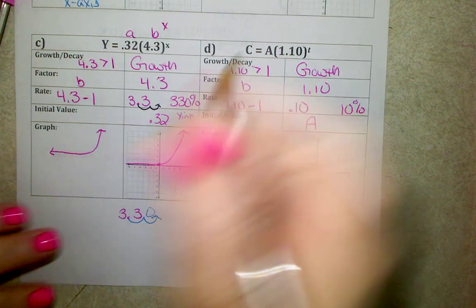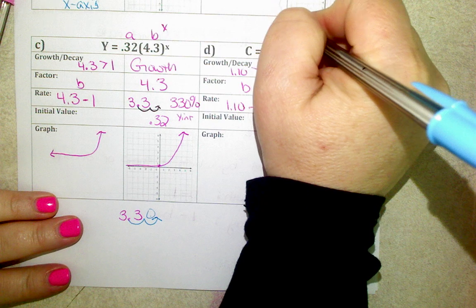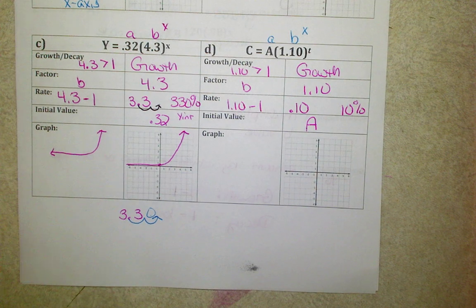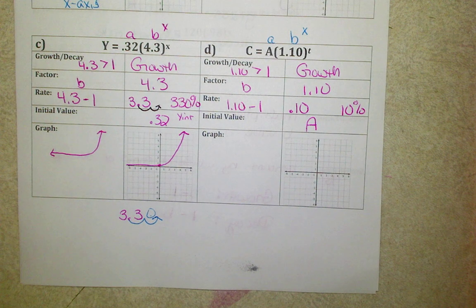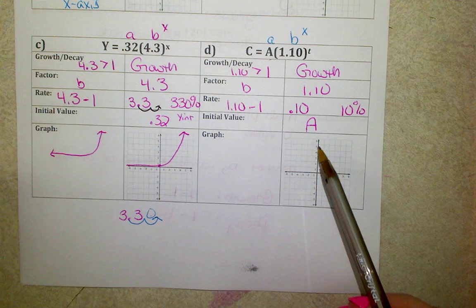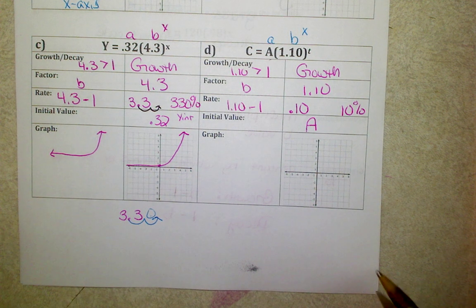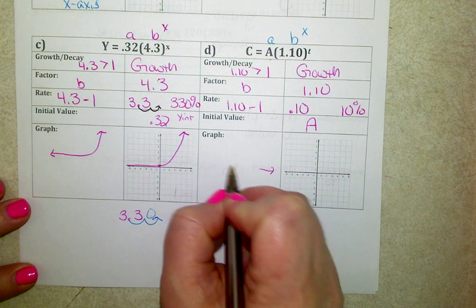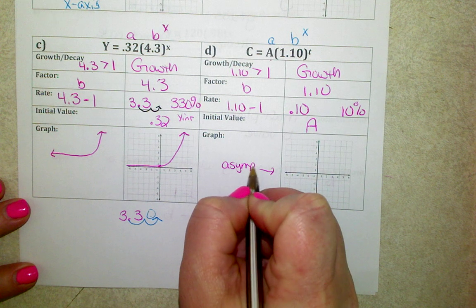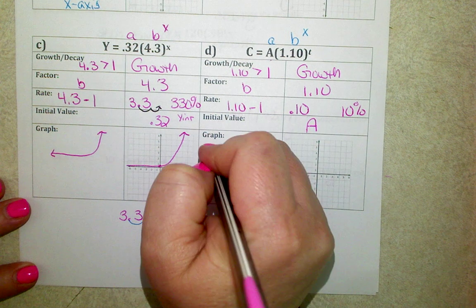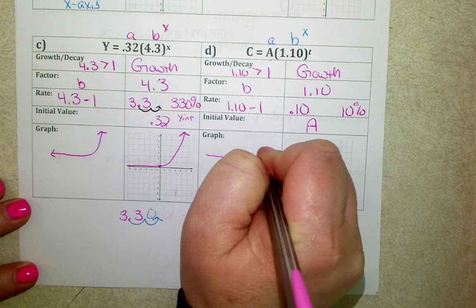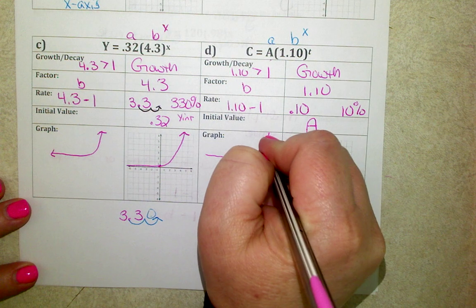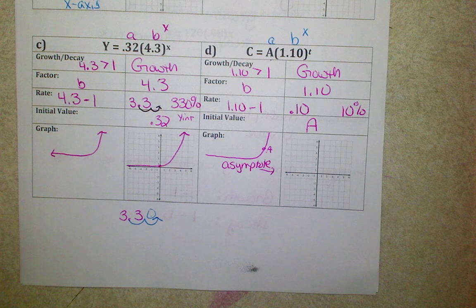Because this isn't still in the form A times B to the X, right? Okay, so yes, you had a tricky one. Since we don't know what A is, we don't know what the y-intercept is, so can we look at the graph? No, but what I do know is that your x-axis would still be the asymptote. It would have the same shape, and we just don't know where it would cross the y-axis. So that would just be an A right there.